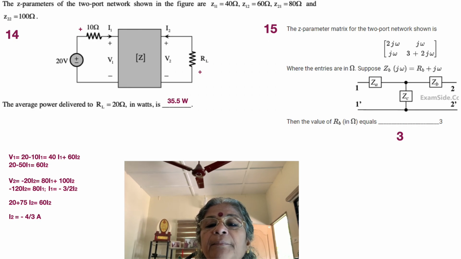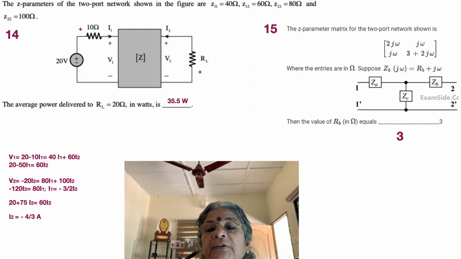The Z parameter matrix for the two-port network shown is given as 2 j omega, j omega, j omega, and 3 plus 2 j omega, and the entries are in ohms. Suppose ZB is equal to RB plus j omega, and ZA, ZB and ZC are shown as a T network. So we realize that ZA plus ZC is equal to 2 j omega, and what we are supposed to find out is RB.